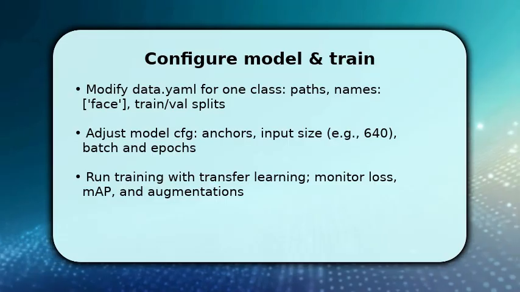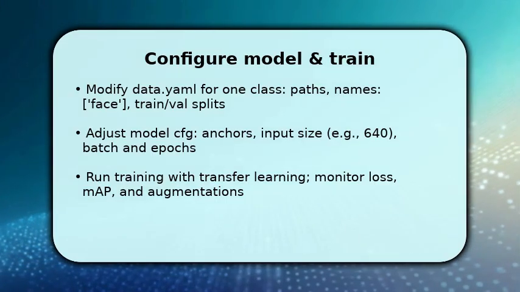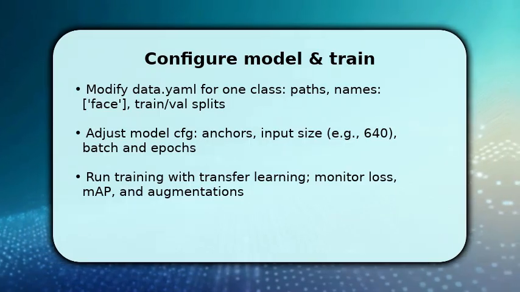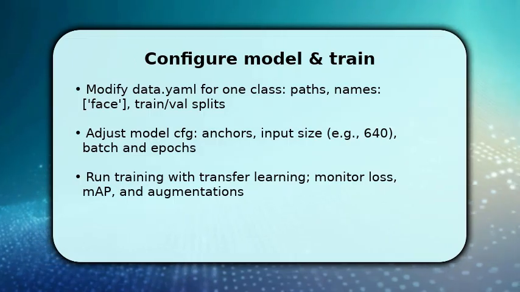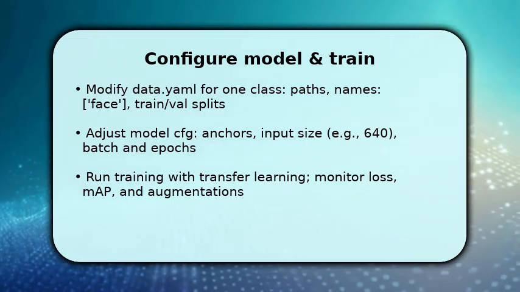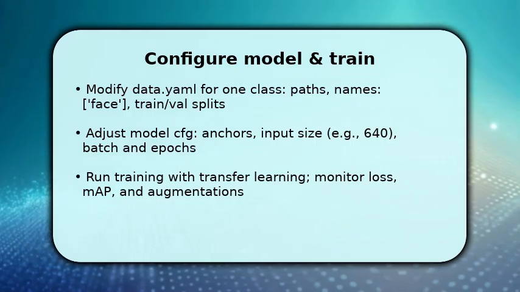Now you configure the model for face detection. Edit the data file to a single class named face and point to train and validation folders. Then tweak the model config, set input size to 640 or 1280 depending on faces, tune anchors if needed, and choose batch size and epoch count.